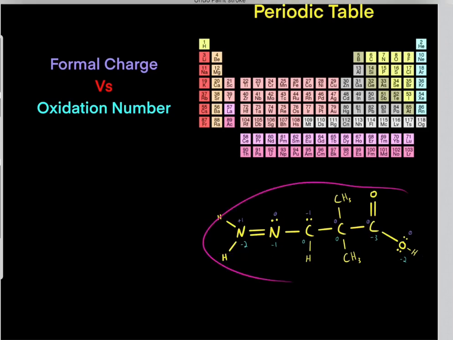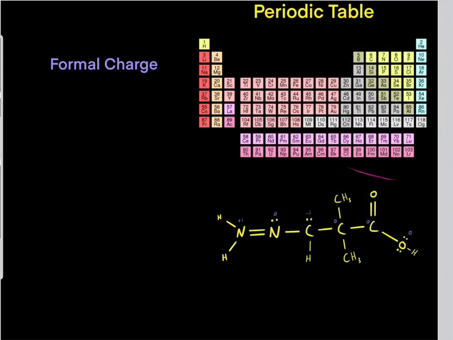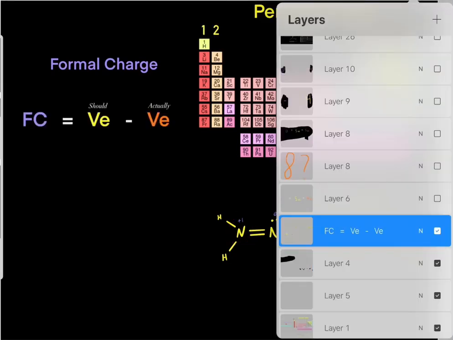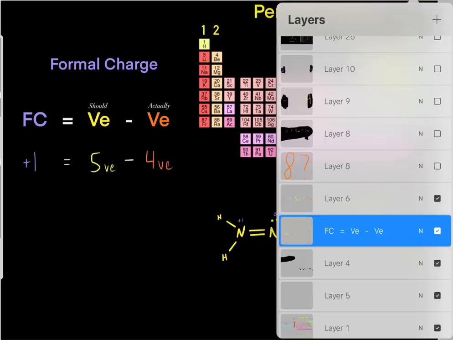So what's the difference between formal charge and oxidation number, and how do we determine these values? Well, first let's go over formal charge. To determine the formal charge of an atom, all you have to do is use a very simple equation. The formal charge of an atom equals the number of valence electrons it should have based on what the periodic table tells us versus the number of valence electrons it actually has.